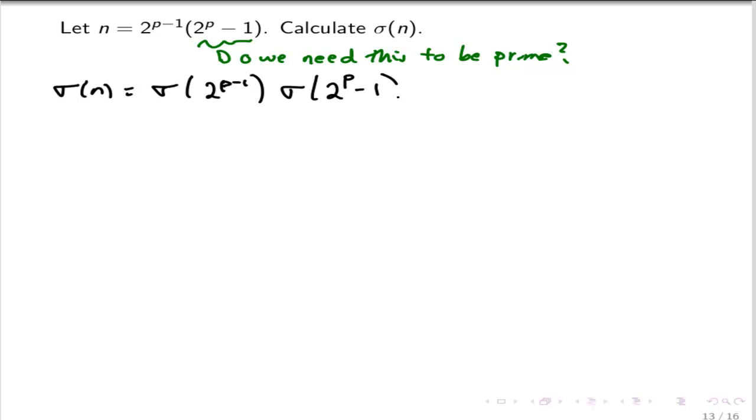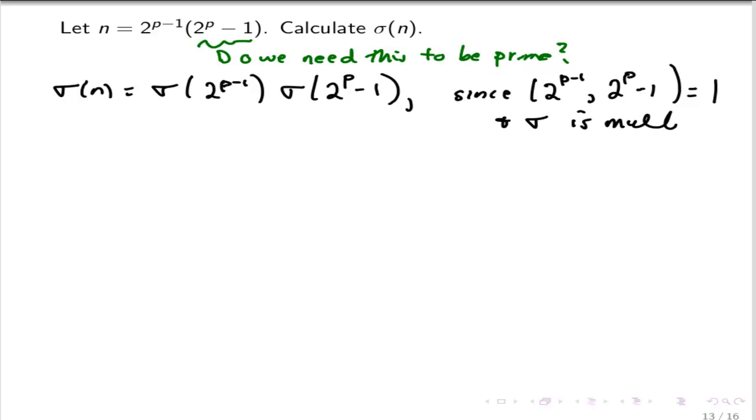Now, why do I get to say this? Since these two numbers are plainly relatively prime. This is a power of 2, and this is an odd number, so they have no common factor, and sigma is multiplicative. So sigma of n looks like this. All right, sigma of 2 to the p minus 1 is just a geometric sum, which would be 2 to the p minus 1 over 2 minus 1.